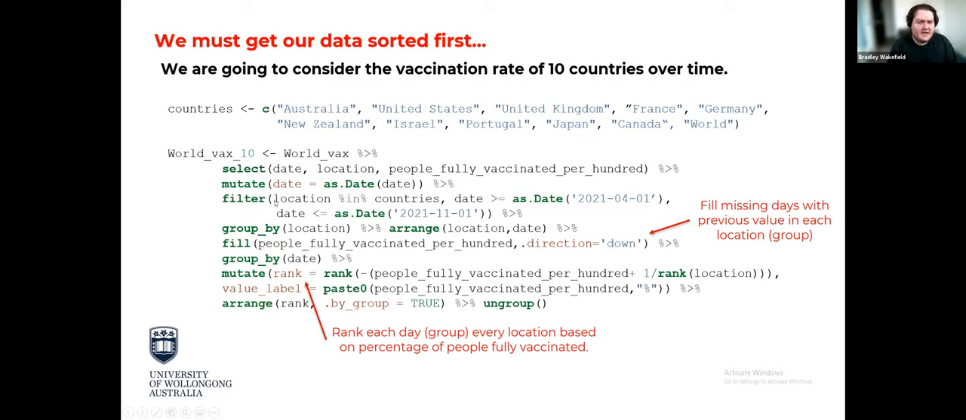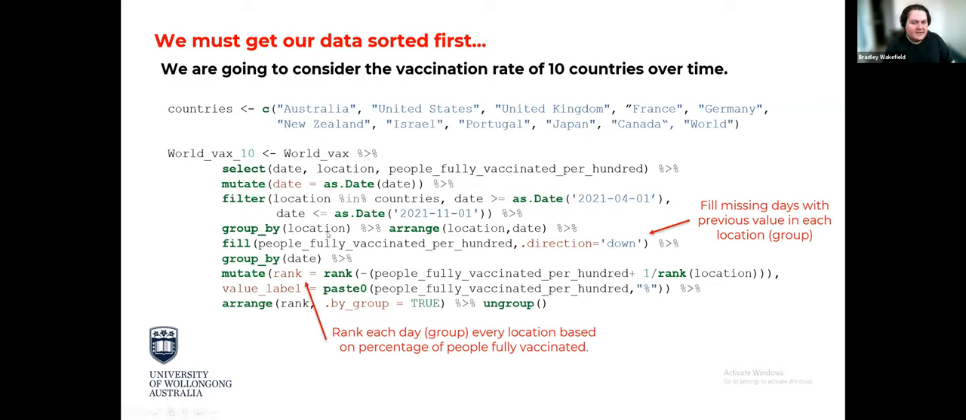And I'm going to filter so I'm only going to select the countries that I've selected in this countries vector up here. So I'm only going to select the countries that are within this vector of countries. And I'm also going to restrict, because different countries had different vaccination start dates, the date from the 1st of April going forward. And I'm also going to stop it at the 1st of November because some countries haven't yet updated it for the last week. So it's best to give us a little bit of wiggle room either side.